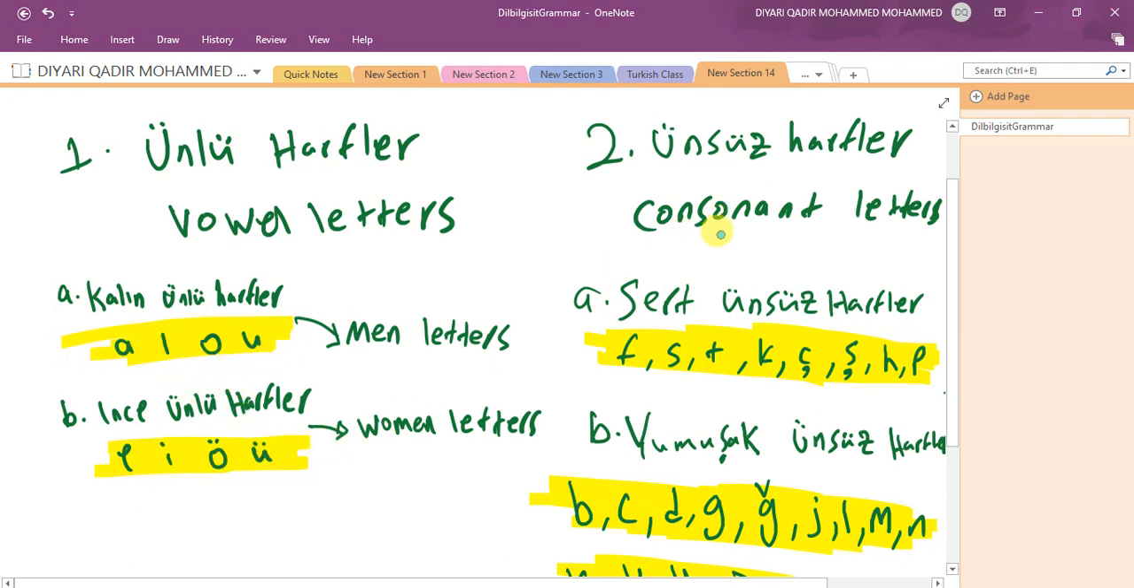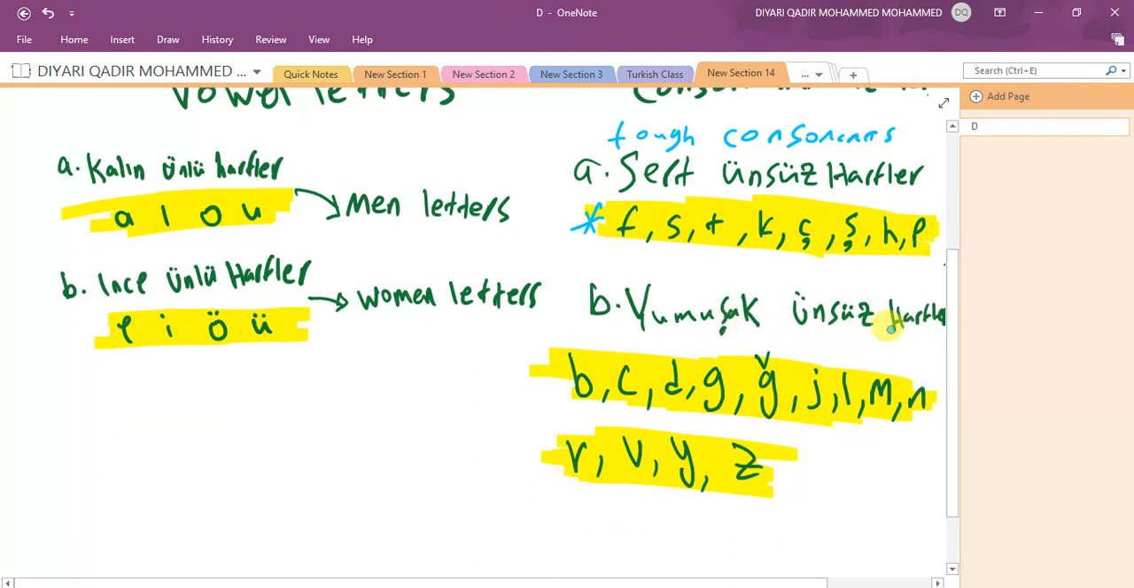But for consonant letters, we are using fe, se, te, ke, che, she, he, pe. Most of the time we are using our tongue and our mouth. Sert ünsüz harfler. Sert means tough. Tough consonants: fe, se, te, ke, che, she, he, pe. This is very important. You have to memorize this set.